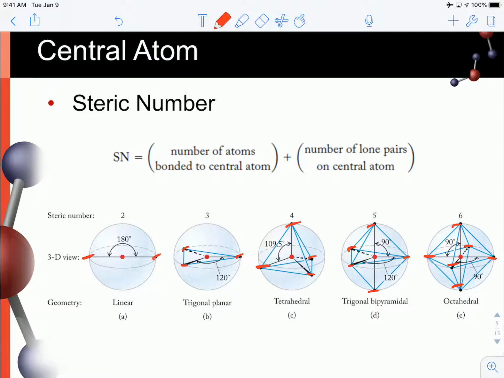And they have different names. You have to memorize these names. And this is called the steric number. It's the total number. We don't care if it's bonded or a lone pair. It's just a total number. It's what we call the steric number.